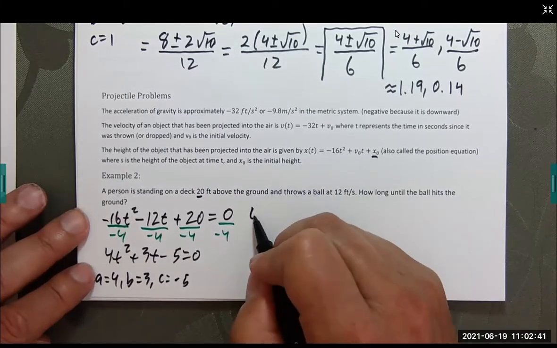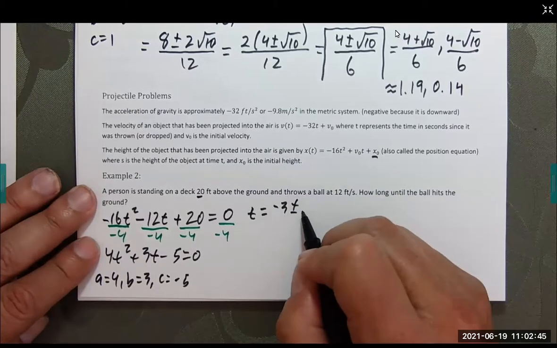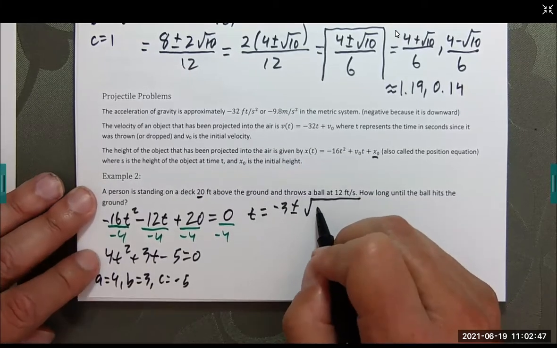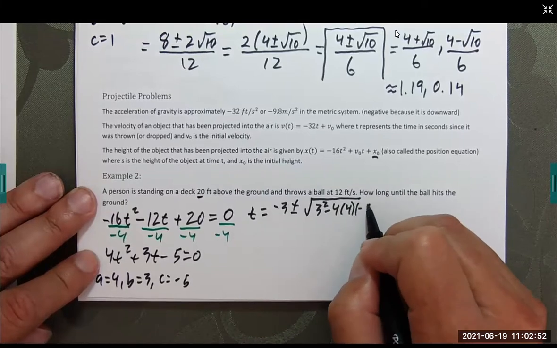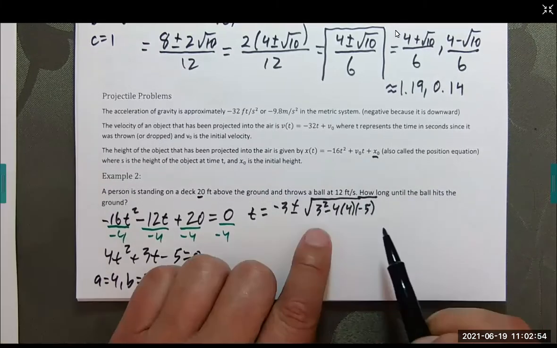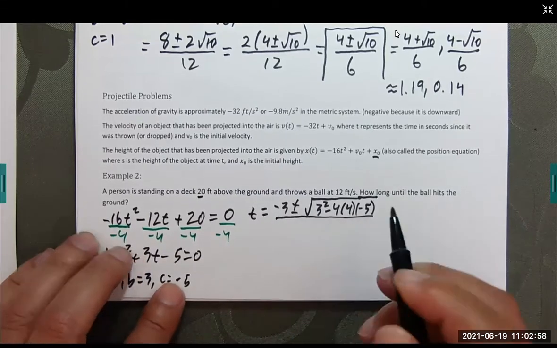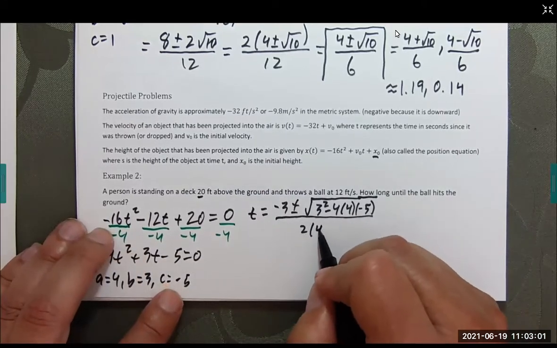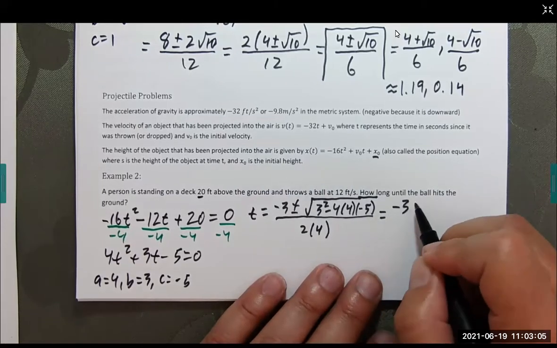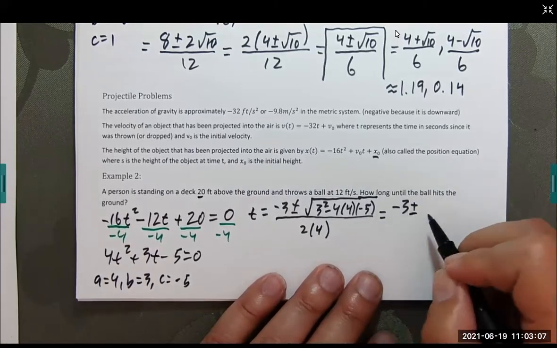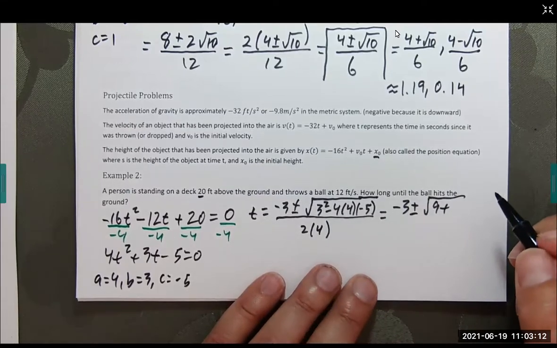So t in this case, not x, equals negative 3 plus or minus the square root of 3 squared minus 4 times negative 5. Now, this is what I was talking about before. I have a minus situation here, so that's going to turn into plus, over 2 times 4. This is 9 plus, that is 80.